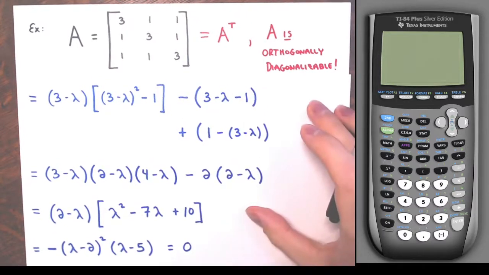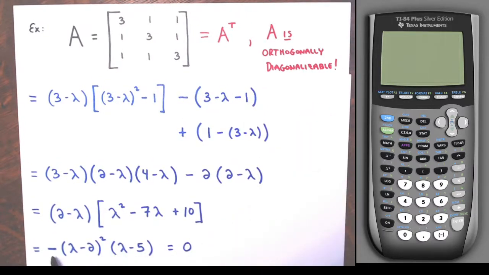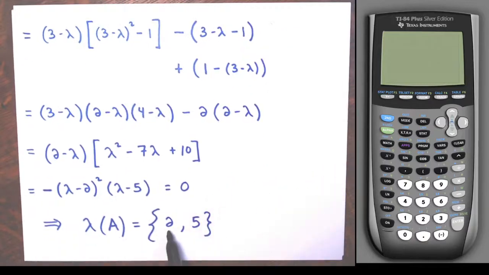I eventually got down to this polynomial here, which was negative 1 times lambda minus 2 squared times lambda minus 5. And when does that equal 0? Well, when lambda equals 2 or when lambda equals 5. So lambda equals 2, lambda equals 5. That's the spectrum of A, the set of all the eigenvalues of A. 2 has an algebraic multiplicity of 2 this time, though. And 5 has an algebraic multiplicity of 1.